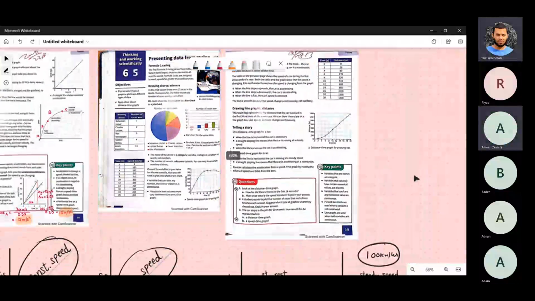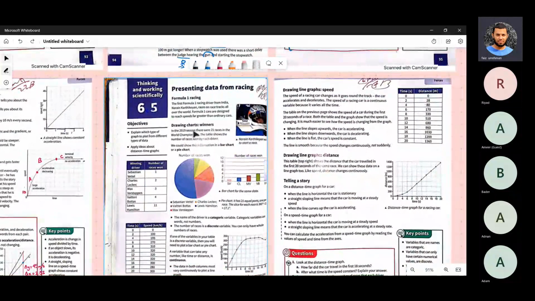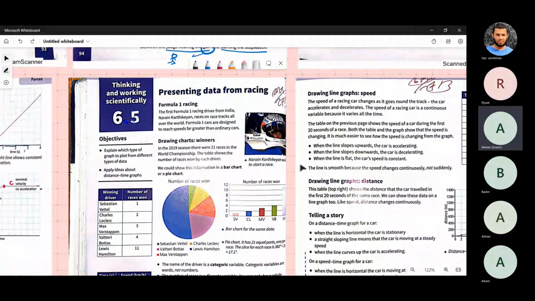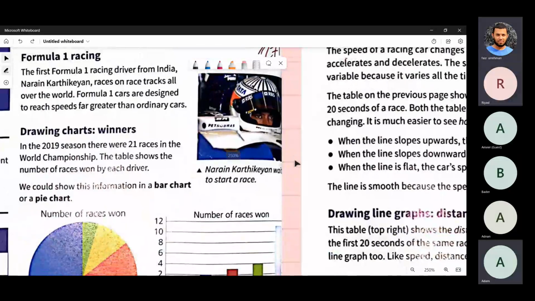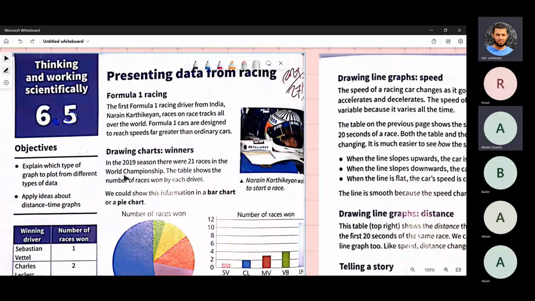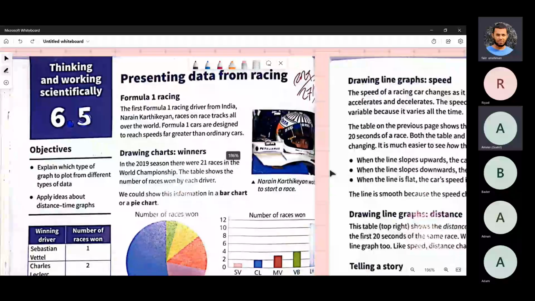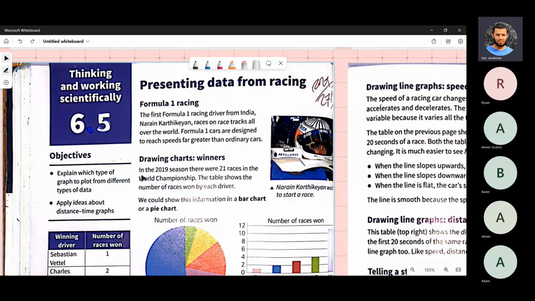Now we are going to the last lesson quickly, and they have some graphs and then they are solving something. Presenting data from racing. Wow. Oh, this is an Indian guy, Narayan Karthikeyan. He's the champion also, I think. He's very famous in India, but after him I don't know any name. I know only one guy in Formula One, Narayan Karthikeyan, because he's very, very famous.